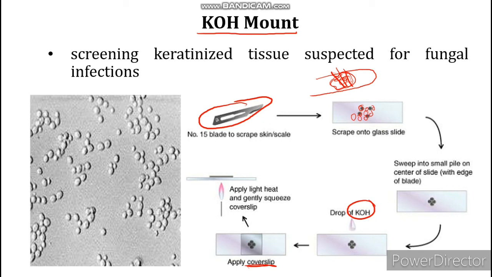After that, you check it under the microscope for the presence of yeast. Here they are. They look like bubbles under the microscope, but in reality, these are already yeast cells.